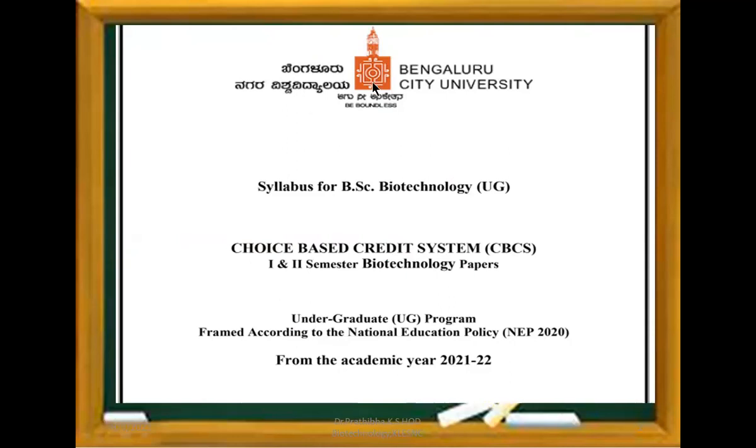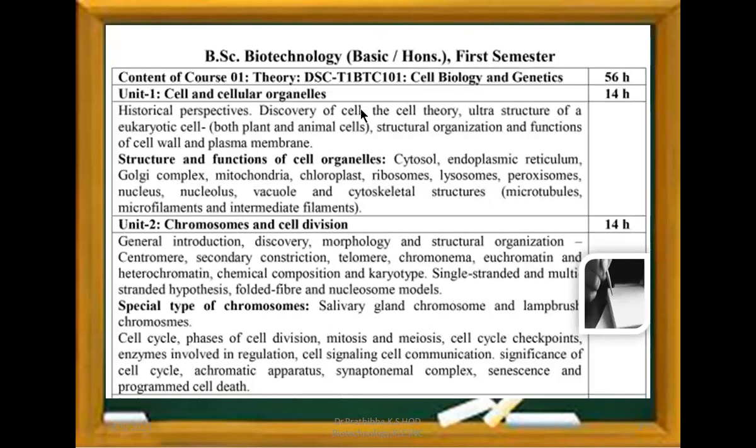Right now I'm dealing with the Bangalore City University syllabus for BSc Biotechnology UG. This particular syllabus started from the academic year 2021-2022. Now let us go through the BSc Biotechnology Basic or Honors first semester syllabus. Content of the course 1 Theory: DSC T1 BTC 101 Cell Biology and Genetics.